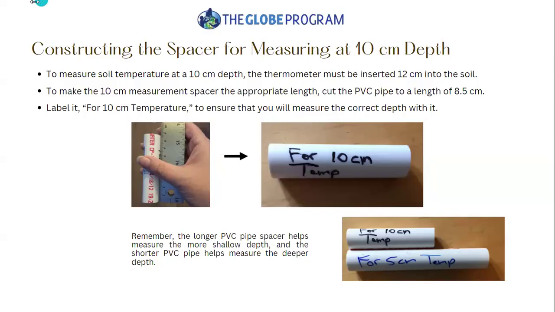We'll be using the small one. Just see here. For 10 centimeter depth, you need a smaller spacer, and for 5 centimeter you need a bigger spacer. This one should be known. This is very important. And in general, the smaller pipe is of the length of 8.5 centimeter, and the bigger one is of 12 to 13.5 centimeter. Next, please.